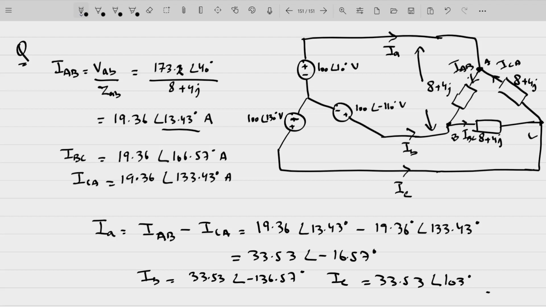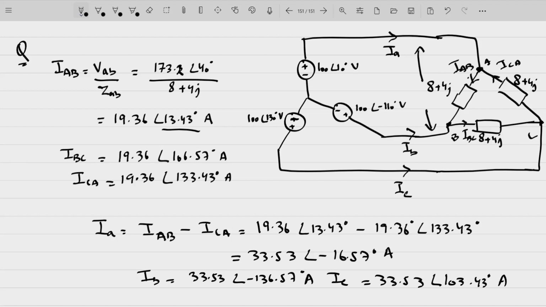So these are the three values, 103.43 degrees. These are all in amperes. We have found out the phase currents as well as the line currents in this particular case.